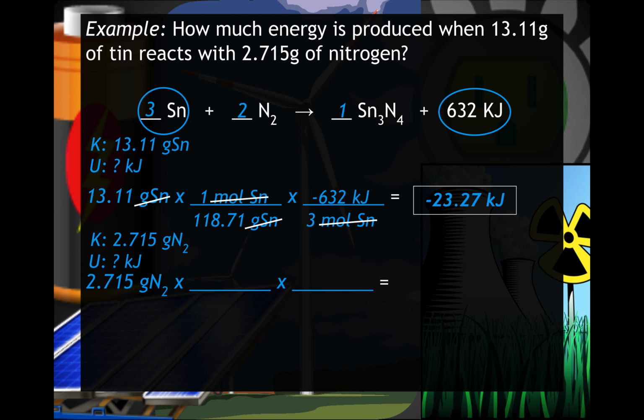For our next one, we know what we're given. Again, we're going to have to convert that into moles. 28.02 grams per mole of nitrogen gas. We're going to use our conversion factor. 2 moles of nitrogen gas will produce 6.32 kilojoules.